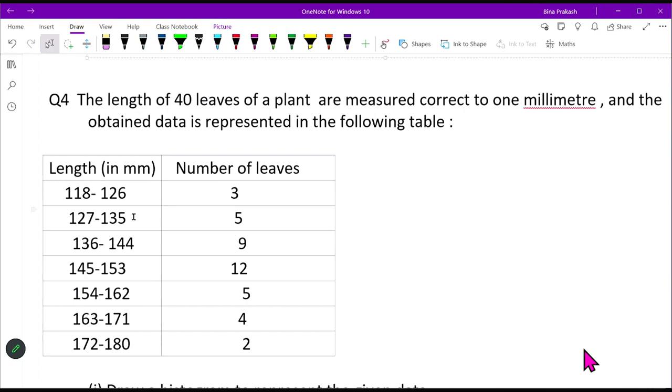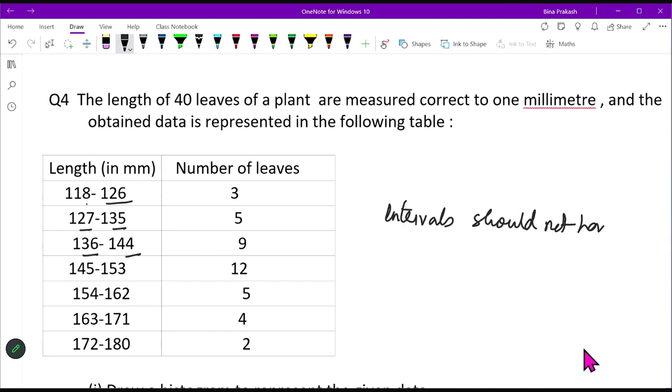So what we find is this particular question, the data given is discontinuous. It is saying it is up to 126, then it starts from 127. Up to 135. Then it starts from 136 up to 142. So there's a break. So the histogram's condition says that the intervals should not have a break. So how do we handle this situation? How do we make it continuous?